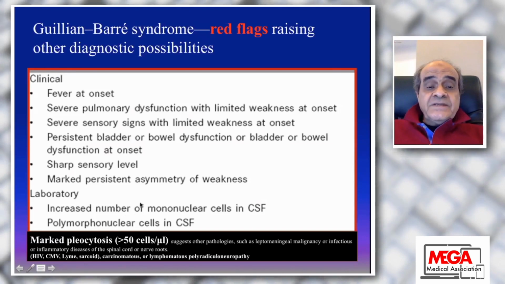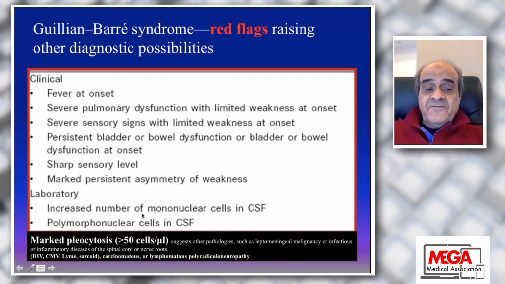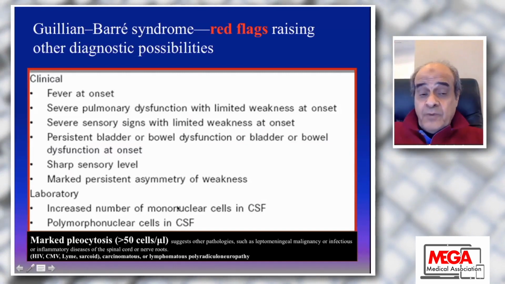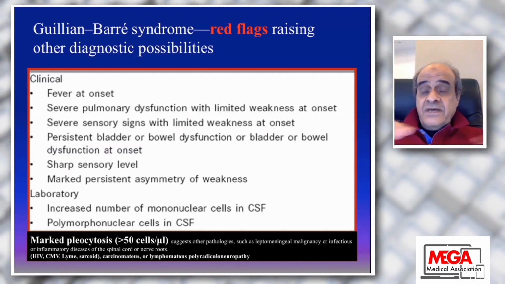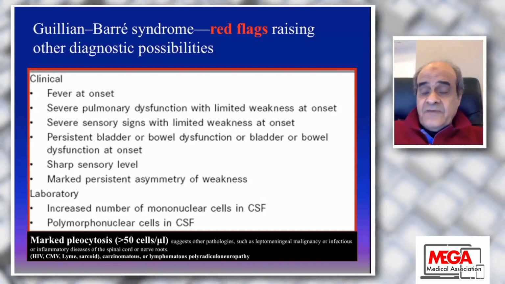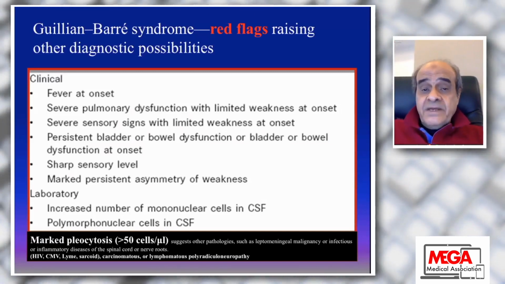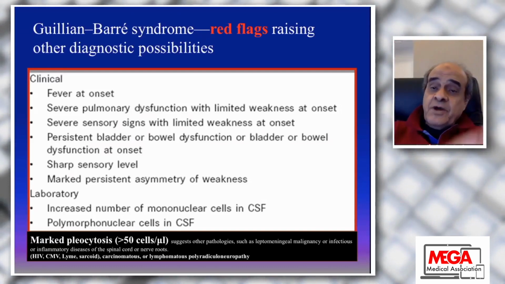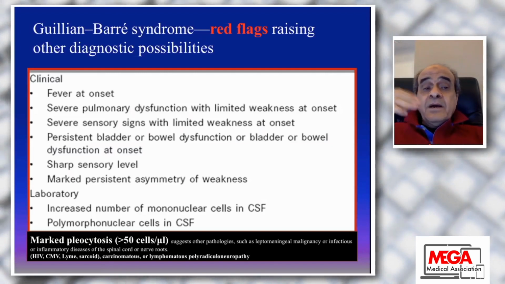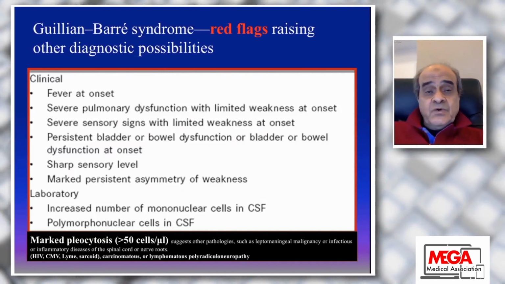In the lab, an increased number of mononuclear cells or polymorphonuclear cells in CSF, marked pleocytosis, in such cases we have to think of another problem, maybe some infection, HIV, cytomegalovirus, maybe leptomeningeal malignancy or other underlying causes like lymphoma and carcinoma. We have to think of another problem, not Guillain-Barré syndrome, if we find these points in the patients: asymmetry, fever at start, a sharp sensory level, and so on.